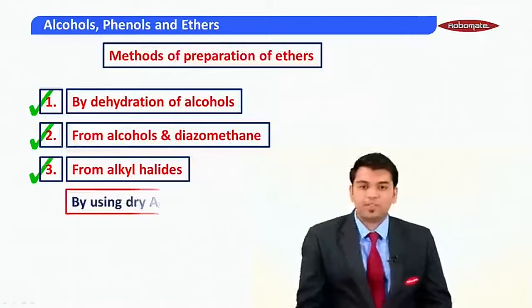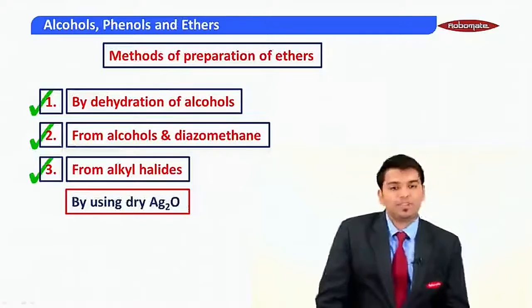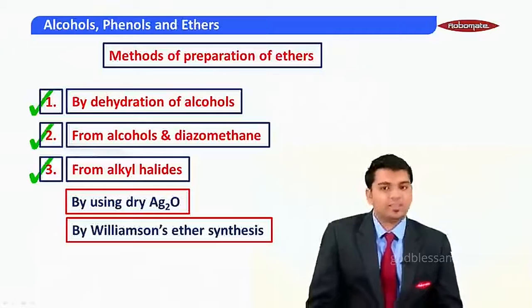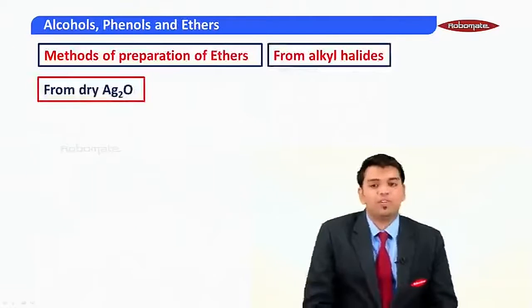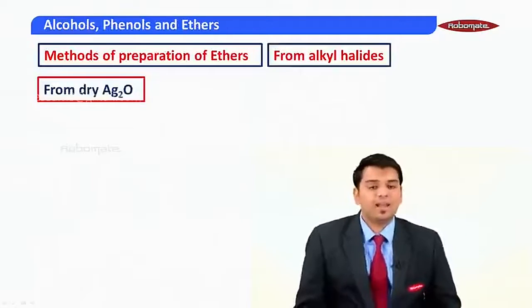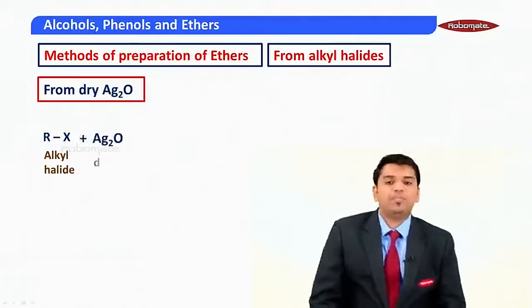The first way is by using dry Ag2O, that is dry silver oxide. The next method is by using Williamson's ether synthesis. So let us begin with the use of dry Ag2O for the preparation of ethers from alkyl halides. Let us take an RX, which is an alkyl halide. To this let us add Ag2O.